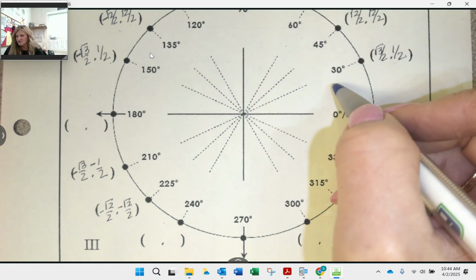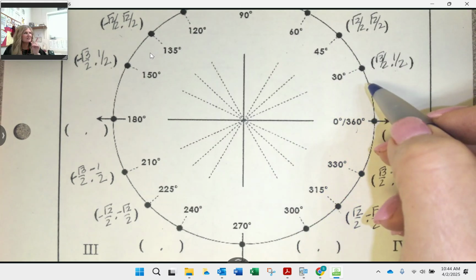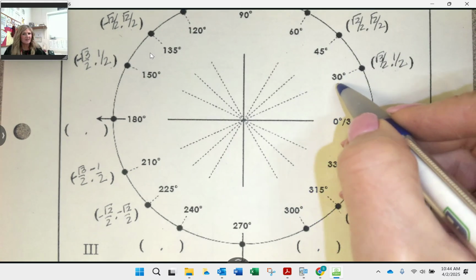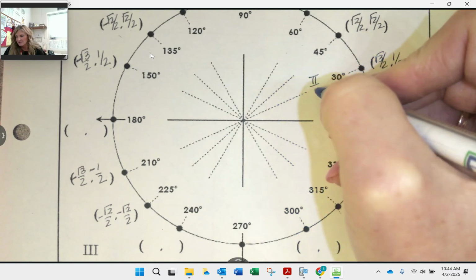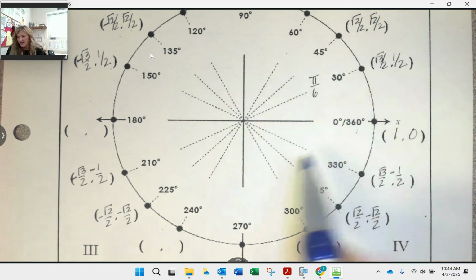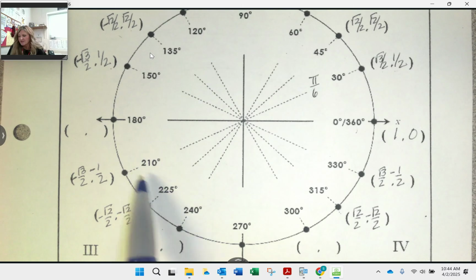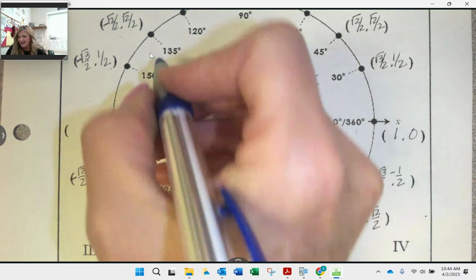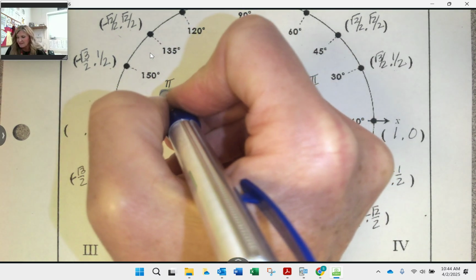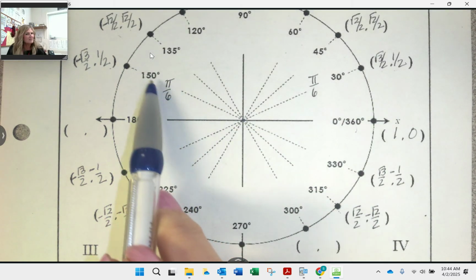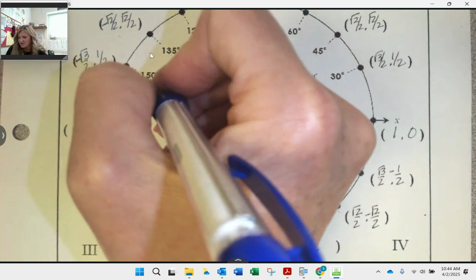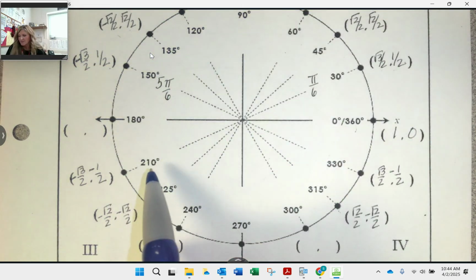What about with the angles? Could you even do that? Let's do just 30s real quick together. What's 30 degrees? Pi over 6. Guys, everything that has a 30-degree reference, the angle has to be something times 30. What's 150? What times 30 is 150? Is it 5 times 30, 150? So this is 5 pi over 6.